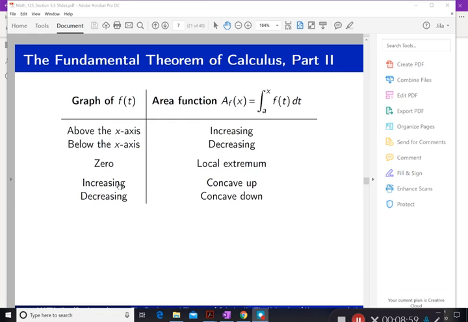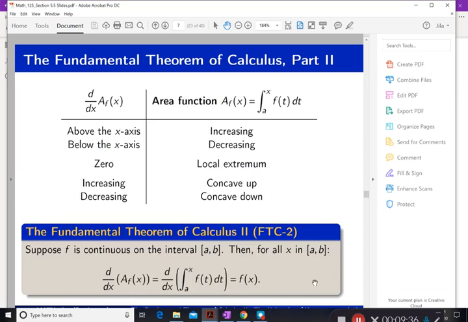If the graph of f of x is increasing, the area function is concave up, because not only is it positive, the rate is going to be more and more. If it's negative, the rate of becoming negative decreases. And if f is decreasing, then the area function is concave down. We saw an example in the iClicker, and the animation is a very good one to go back and look at to see why it's happening.